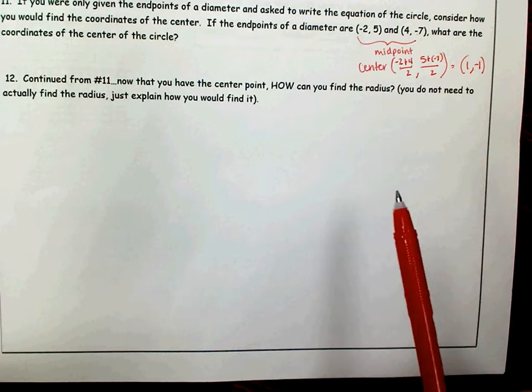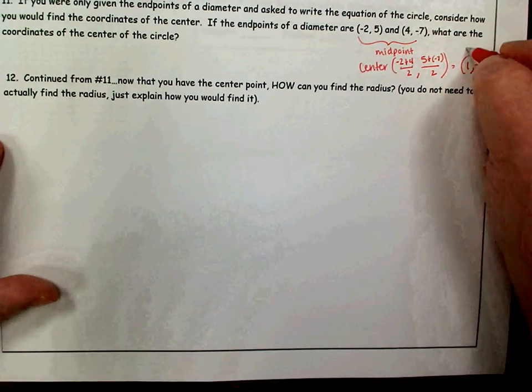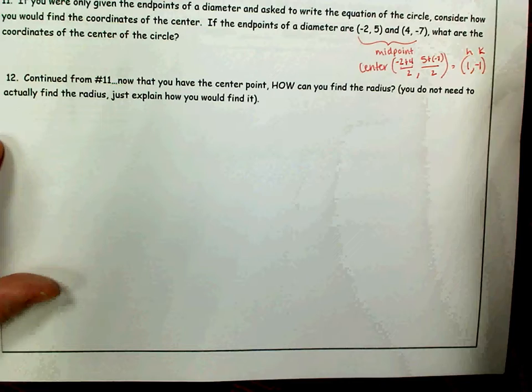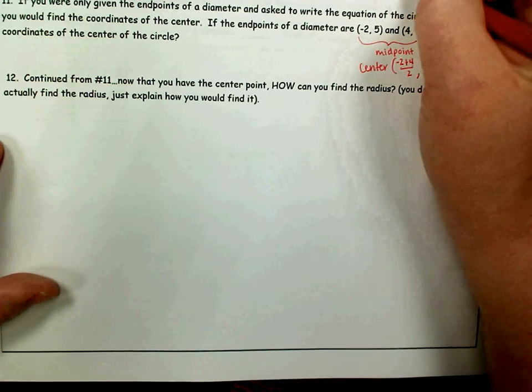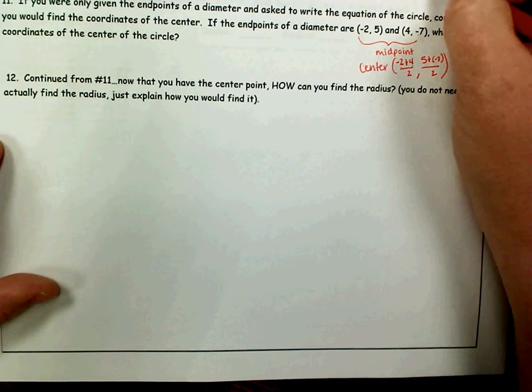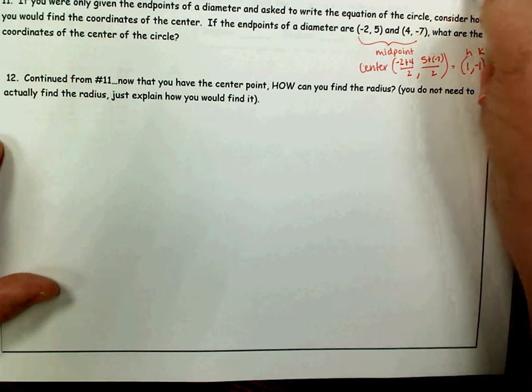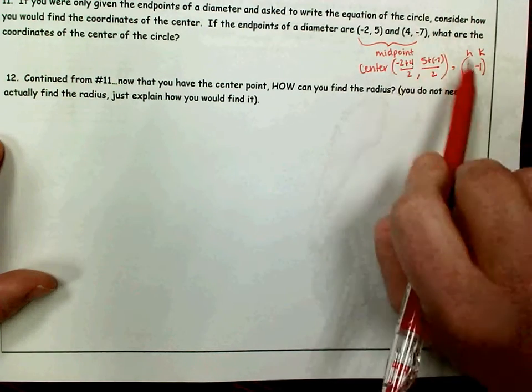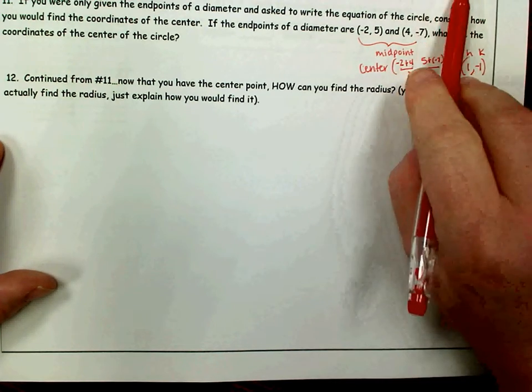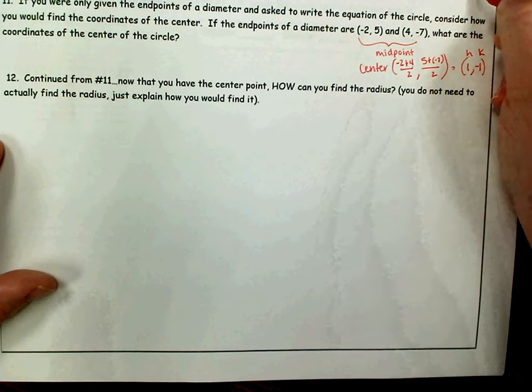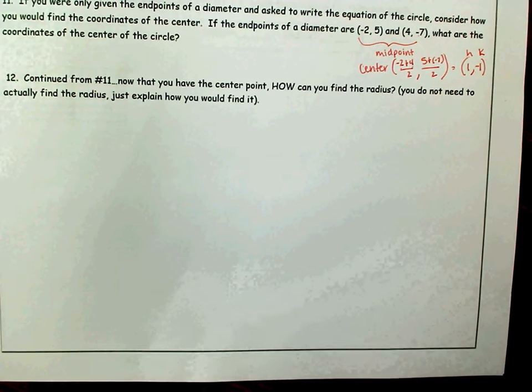So now I know the center. This is my h and k value. So I now know part of the equation of the circle would look like this. Remember, opposite sign, opposite sign. Don't forget the squaring and the addition. But I don't know what to square for my radius yet.